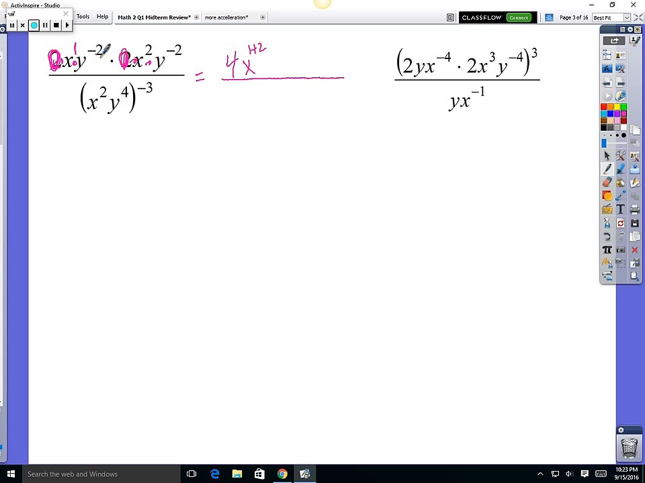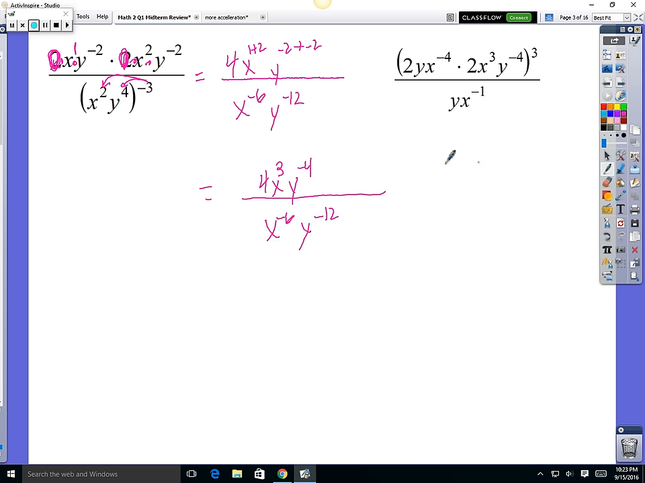I've got y to the negative 2, y to the negative 2, so it's going to be y to the negative 2, add negative 2. Okay, your bottom, you need to take this negative 3 and times it to that and to that. So it's going to be x to the negative 6 and y to the negative 12. Okay, so I'm going to clean up this top a little bit. So I've got 4 times x cubed times y to the negative 4. And on bottom, I got x to the negative 6 and y to the negative 12.